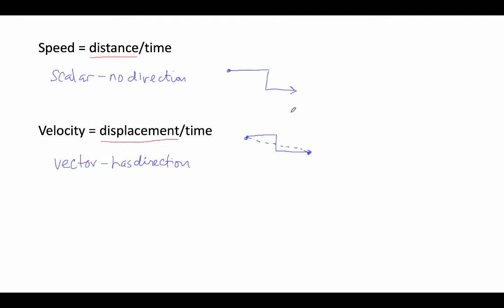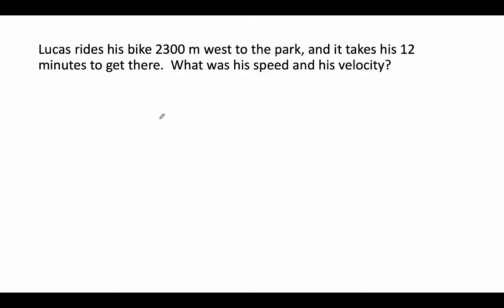If you're going in a straight line, then the distance you travel is going to be the same as your displacement. And so speed and velocity would be the same except for the direction part. But if you have twists and turns, then these two are going to be different numbers. So let's look at this problem.